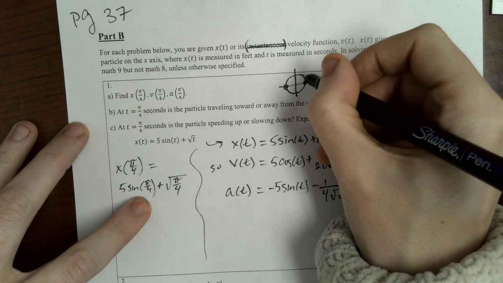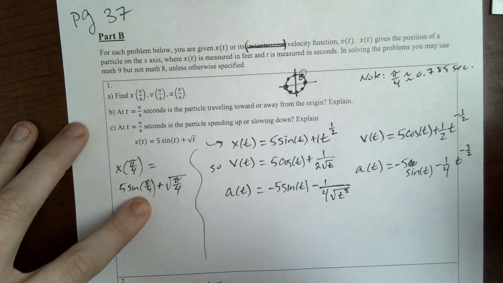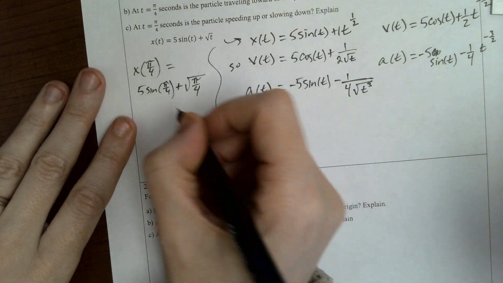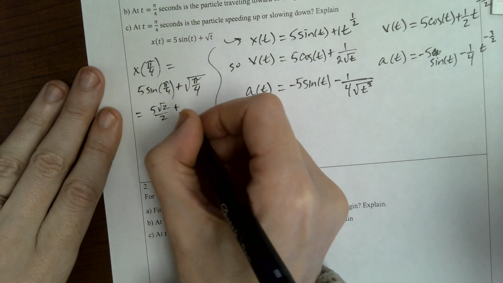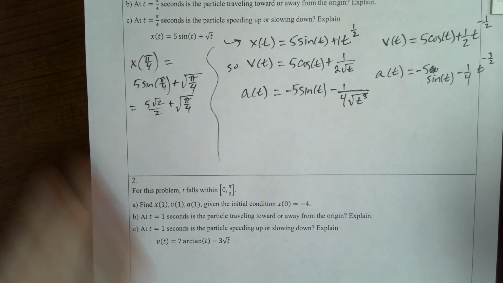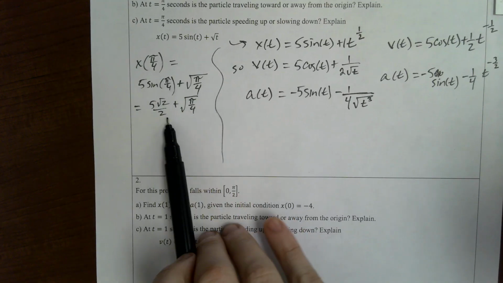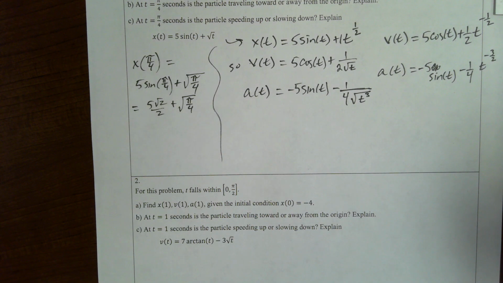So like sine of pi over 4. Think of the pi over 4 circle. Sine would be the y-coordinate of that point. That's radical 2 over 2. So this ends up being 5 radical 2 over 2 plus the square root of pi over 4. Now, guys, all along the way, you have to be aware if this is a positive or a negative outcome. This is a positive term. This is also a positive term. You're adding them. This is a positive value. So the position is positive, meaning that we are to the right of 0.